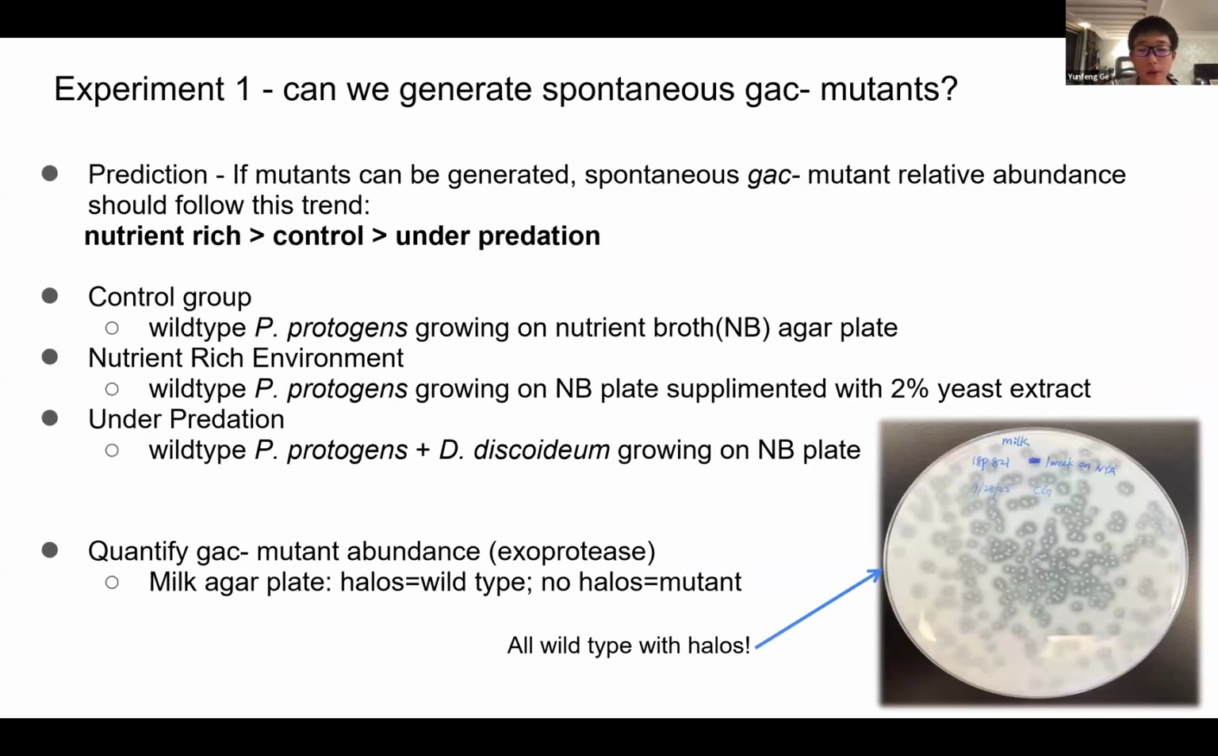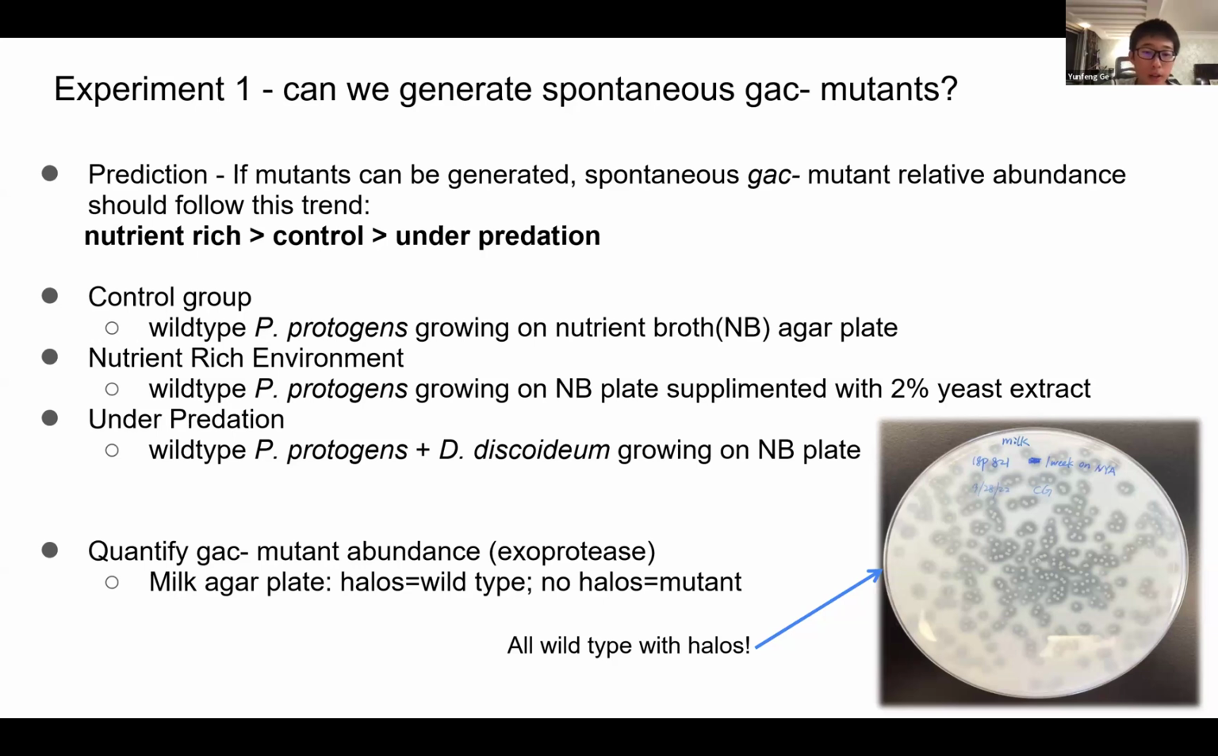And the first experiment is I try to generate spontaneous GAC mutants. For the prediction, I think if mutants actually can be generated, they should have the highest abundance on nutrient-rich media while having the lowest abundance under predation. So to test that, I have 3 groups set up: a control, a nutrient-rich environment, and also under predation. And it was all growing at room temperature for 7 days, which is a life cycle of the predator.